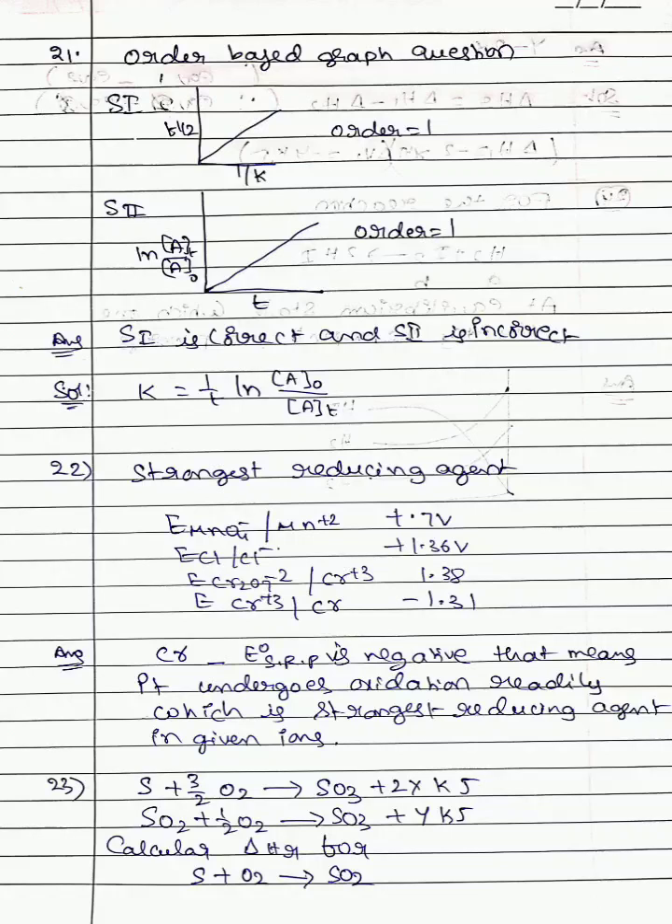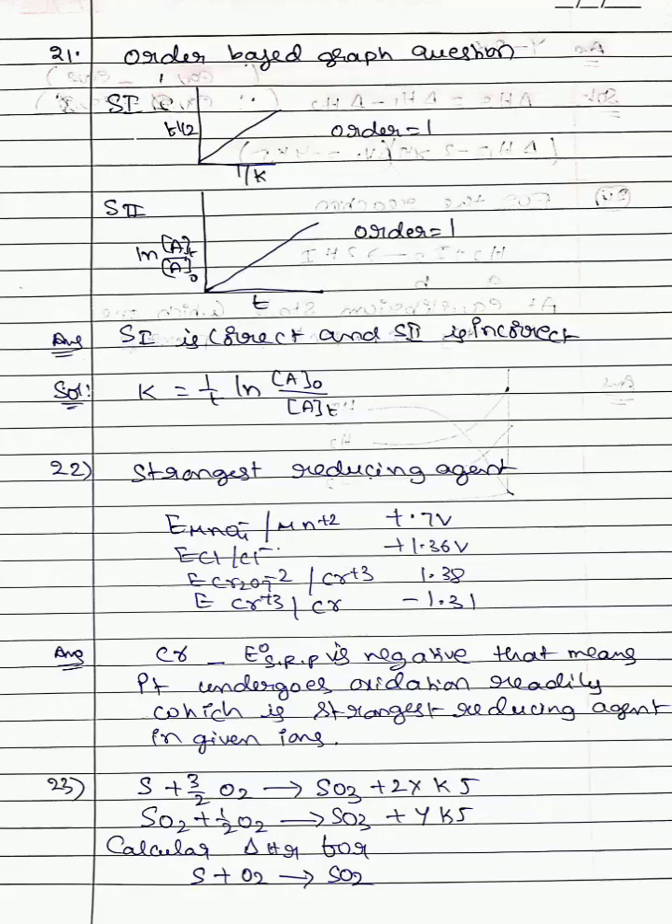Next one, the strongest reducing agent they are asking by giving the E naught values. We know the higher the SRP E naught value, the ion readily undergoes reduction. The one which has a lesser SRP value will readily undergo oxidation. If it readily undergoes oxidation, we can say it is the strongest reducing agent, right? So here the chromium with the negative E naught value readily acts as the strongest reducing agent.